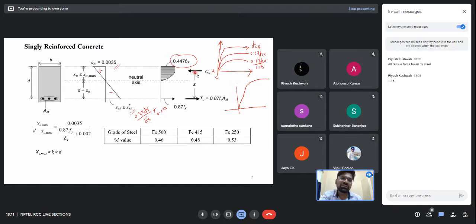Yeah, we can play with this also. What we can do, we can apply stress equilibrium. We can equate Cu equal to Tu. For equilibrium, these two should be equal.